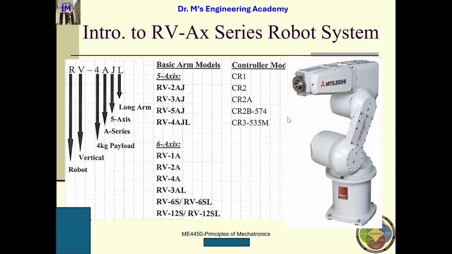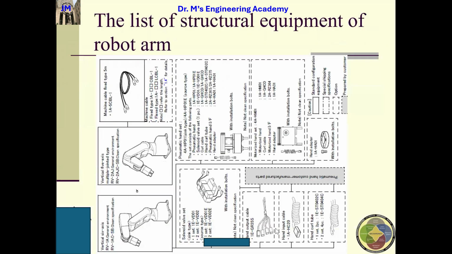So any question regarding this slide? You can see why this one is called vertical: the arm can go vertically. This guy can raise the arm vertically. So this is the RV. Any questions regarding this slide? No question.